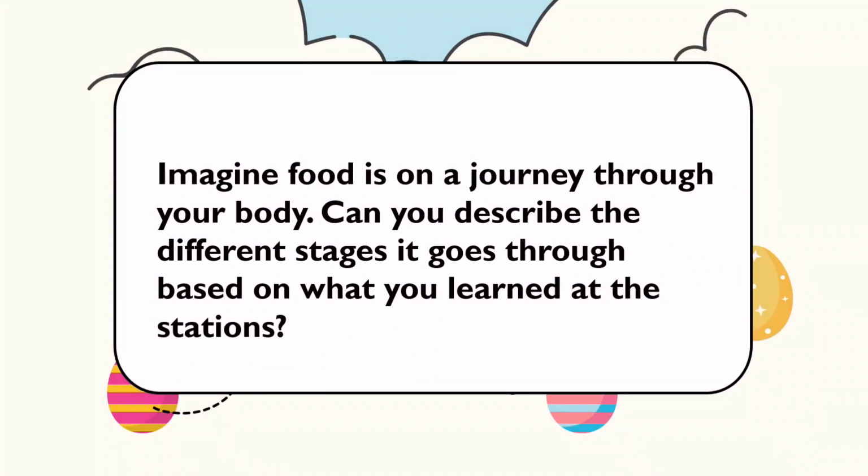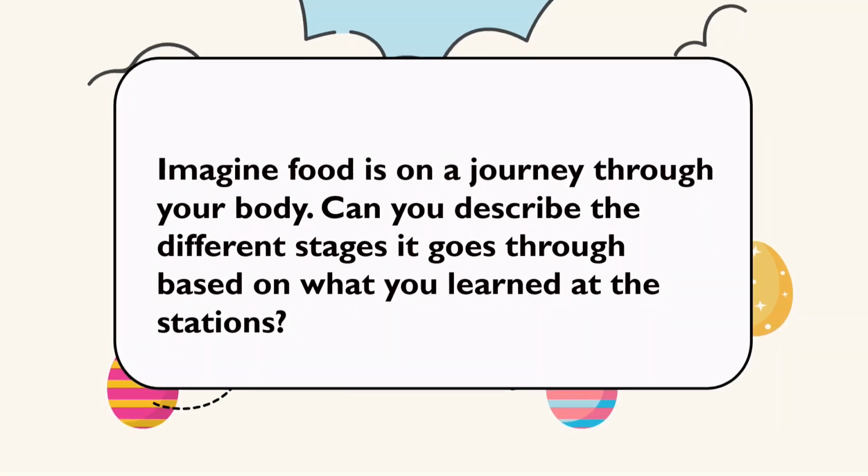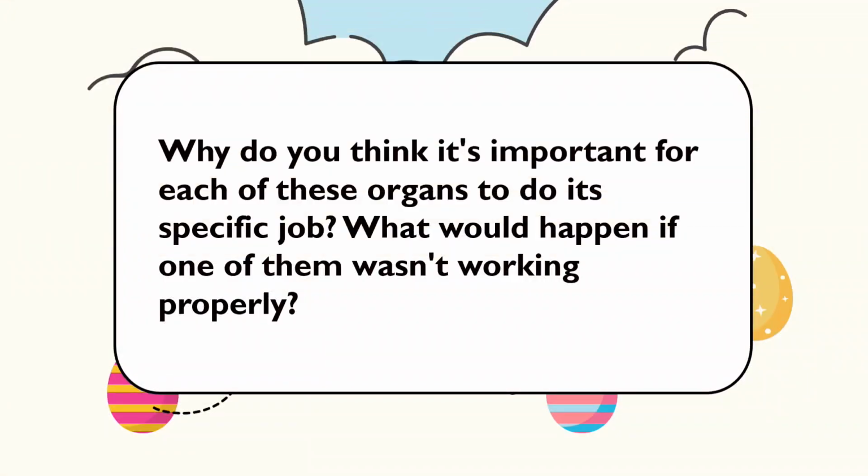Imagine food is on a journey through your body. Can you describe the different stages it goes through based on what you learned at the stations? Why do you think it's important for each of these organs to do its specific job? What would happen if one of them wasn't working properly?